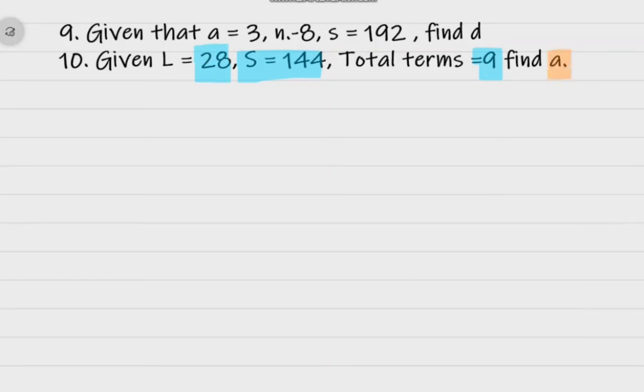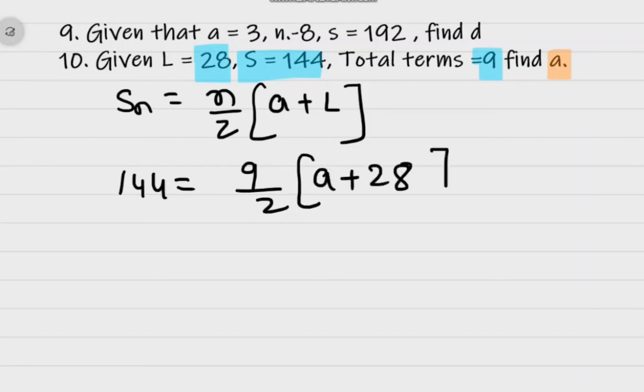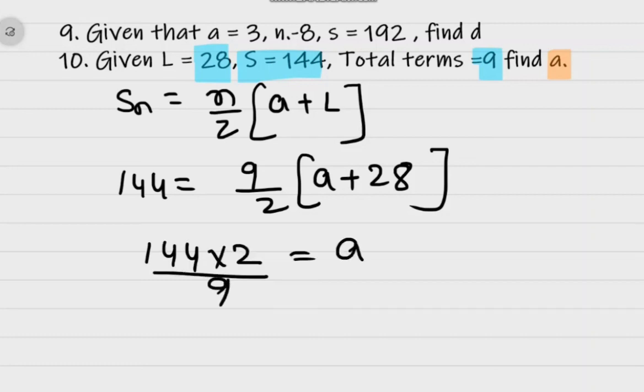And see children how simple this question is. Simply see, if you put the formula Sn equal to n by 2 into first term plus last term, since it is given L, I am putting L. So see here, if you put the values, you'll get the answer. Now what is your sum? 144. This will be equal to, how much is your n? N is equal to 9. So 9 by 2. You don't know the first term, but your last term is 28. So see, simply carry 9 by 2 this side. So 144 into 2 by 9 will be equal to a plus 28.